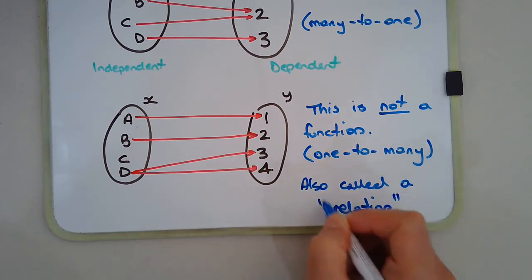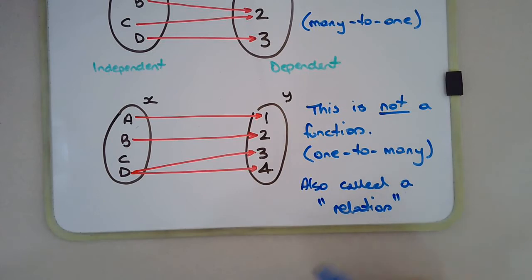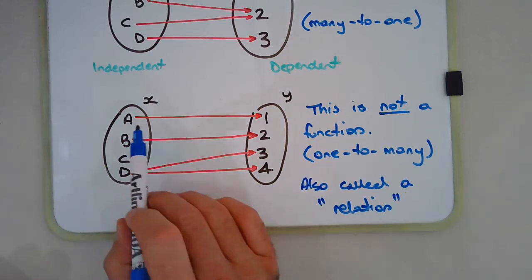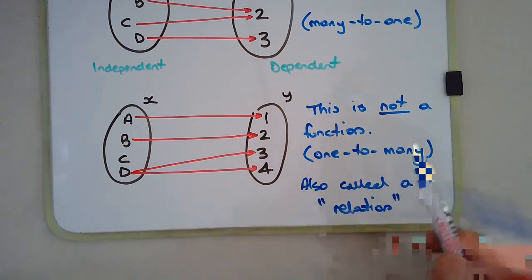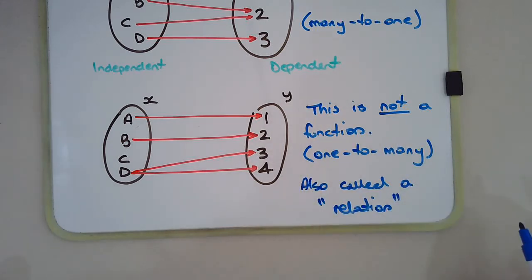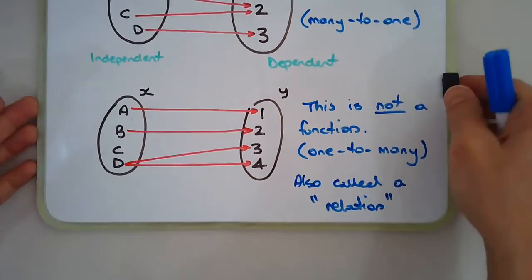So what do you call a relationship that's not a function? We just call it a relation, because it is a relation. Sure, x is related to y or y is related to x. There is a relationship between those two, but it doesn't follow the definition of a function, which means one x value can associate with at most one y value. So this one breaks the definition.